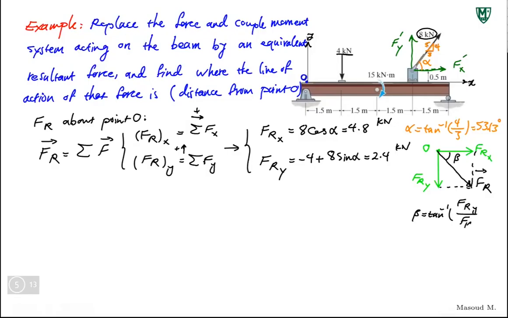FRY over FRX. If you do this math, I have to check my number because I can't do it in my head, obviously. 26.565. I don't know why I went that far, but that's the angle. So now you know what FR is. You can totally identify FR, the resultant force. Now let's take a look at the resultant moment about 0.0.